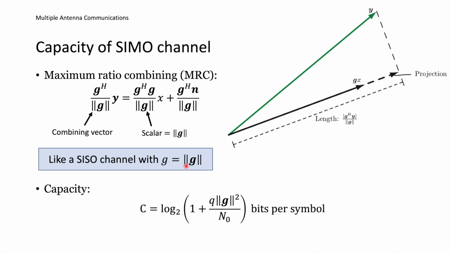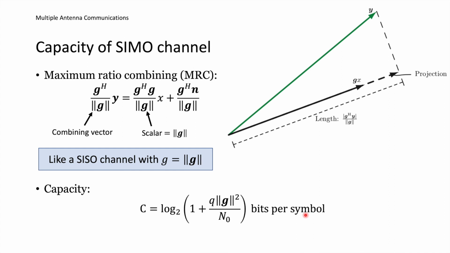So the channel capacity should be obtained by taking our transmit power, Q, divided by the noise power spectral density N0, and then we should take the channel response g and square it, and in this case the channel response became the norm of g, so we get the squared norm of g. So that is the SNR that we get in our capacity expression, and log2(1 + that) is the capacity in bits per symbol.